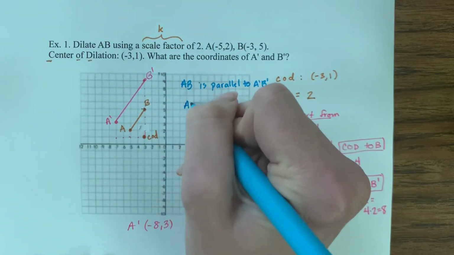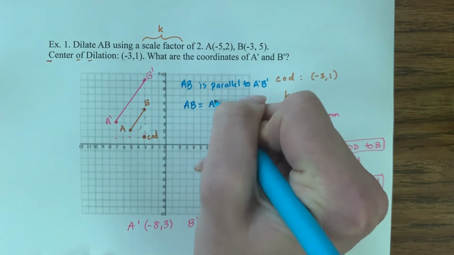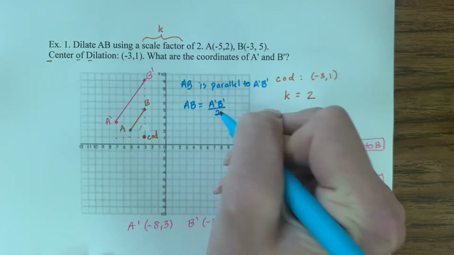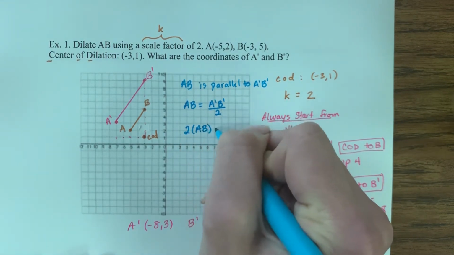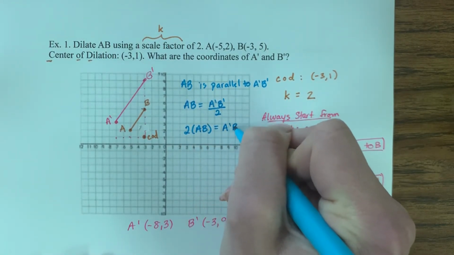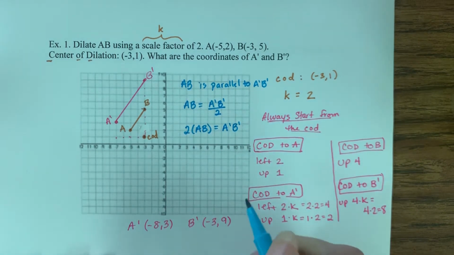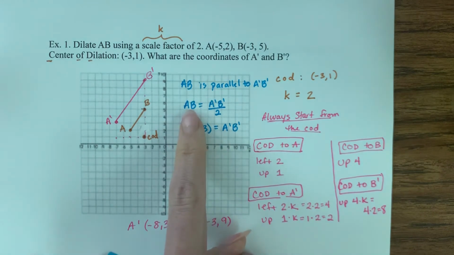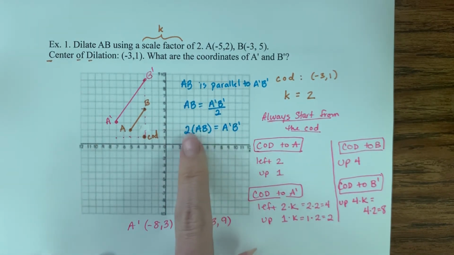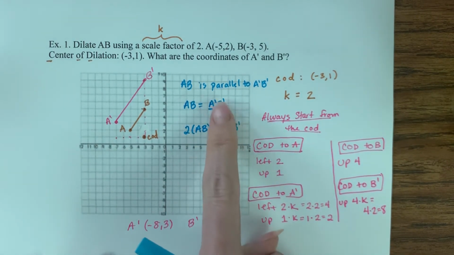So I would say that A to B is equal to A prime B prime divided by 2. Or you could say that 2 times AB would give you A prime B prime. So that's because this is the little one and this is the big one. So if you take the little one and you multiply it by 2, you would get the big one. But if you take the big one and you divide it by 2, you would get the little one.